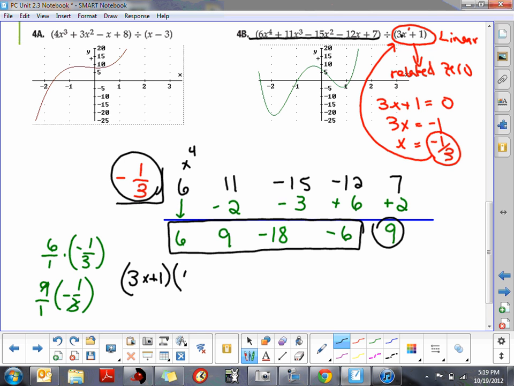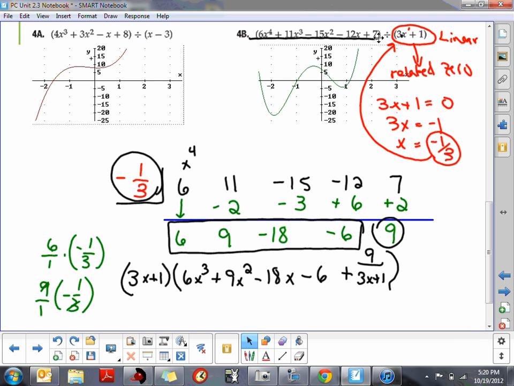So we start off with 6x to the 3rd. Remember, we divided by x, so that should bring the power down by a power of 1, which it is, 6x cubed. Then plus 9x squared minus 18x minus 6. Now we have our remainder, so plus 9 over 3x plus 1, parenthesis.